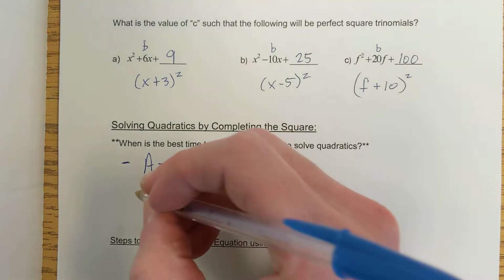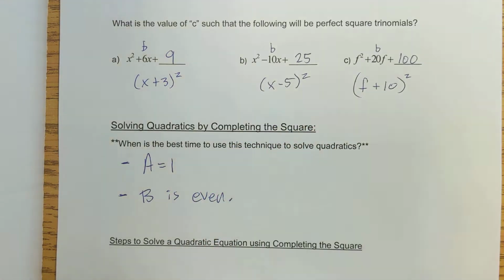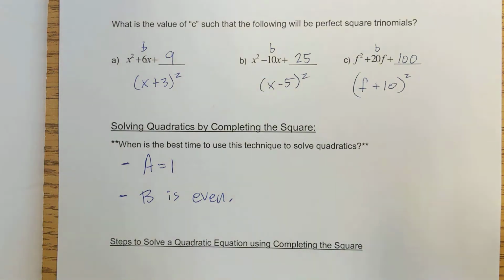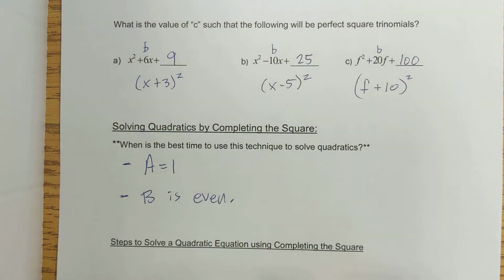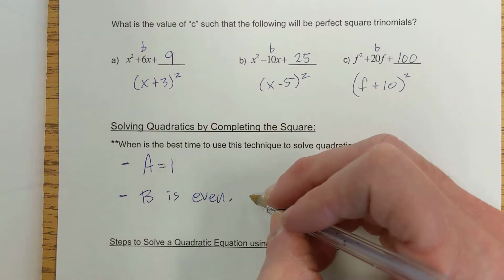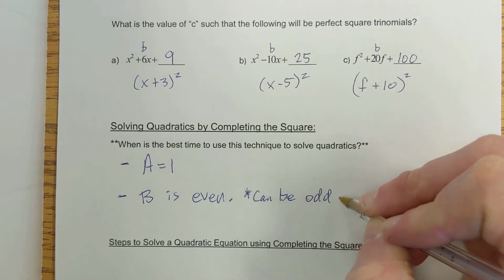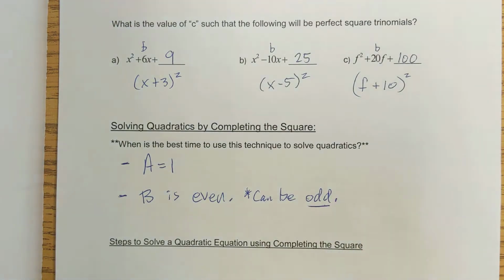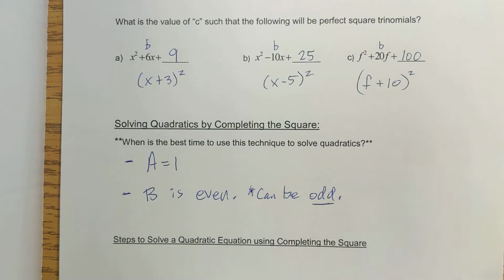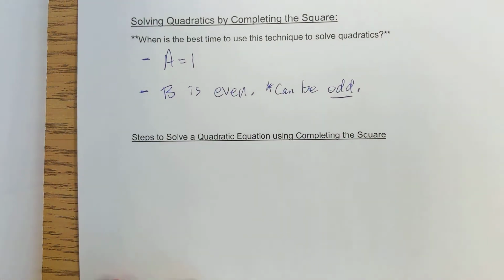It also works best when b is even. This is because every time you're going to take b, find half of it, and then square it. So if b is odd, I do want to make a note that it can be odd. However, when it is odd, you will have to deal with either a fraction or a decimal whenever you're multiplying, and that can get a little more dicey. So if b is even, that is optimal. That's our best bet.